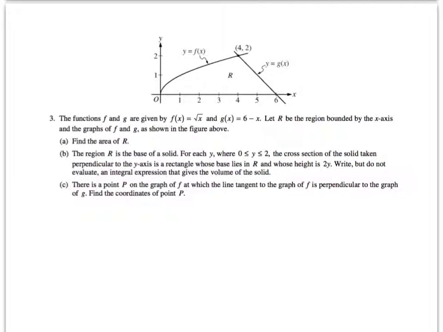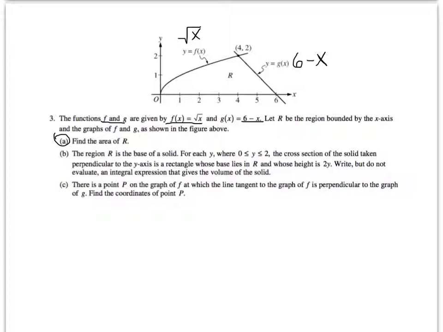This is the solution to question number 3 from our second practice test. Okay, let's look at the facts of the problem. We are given two functions f and g, and they define f of x to be the square root of x, and they define g of x to be 6 minus x. Now, for part A, we have to find the area, so that's the area between the curve and the x-axis.